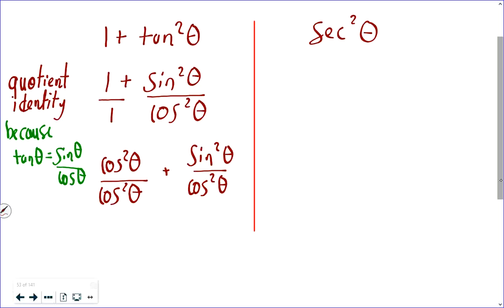For close to 30 years, probably, every time I teach trigonometric identities, I get to this stage where I ask the following question, and I'm going to ask it. How many of you see how that's going to turn into the right-hand side?